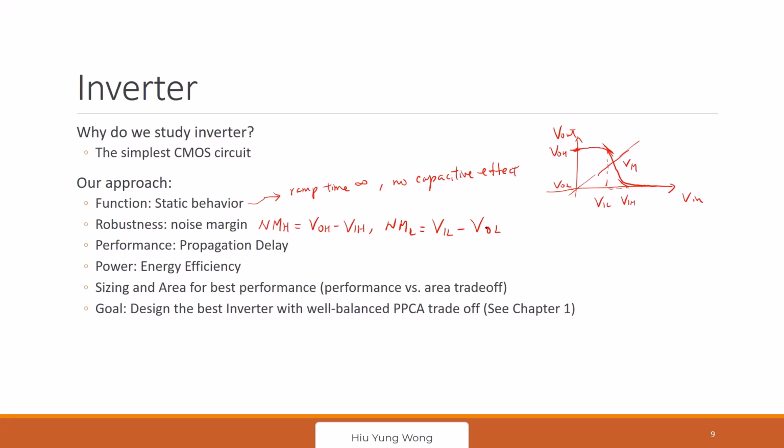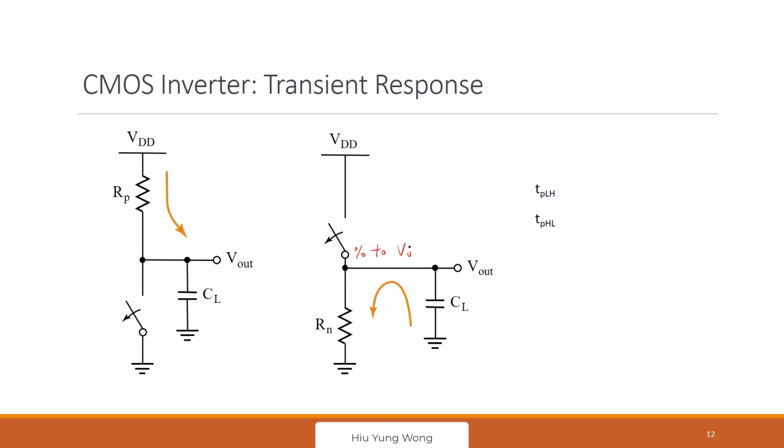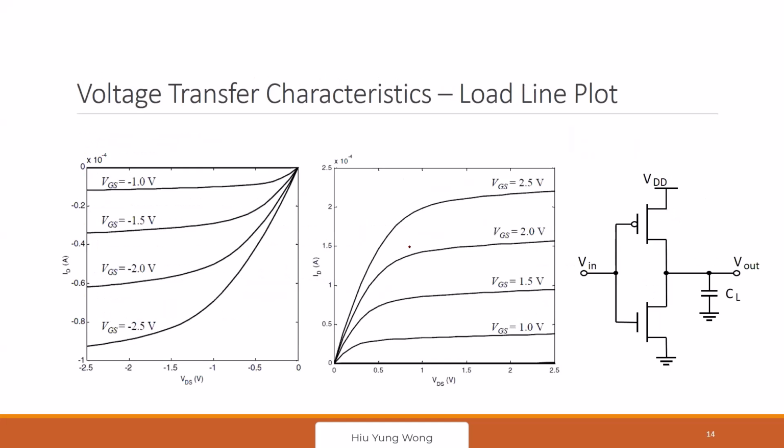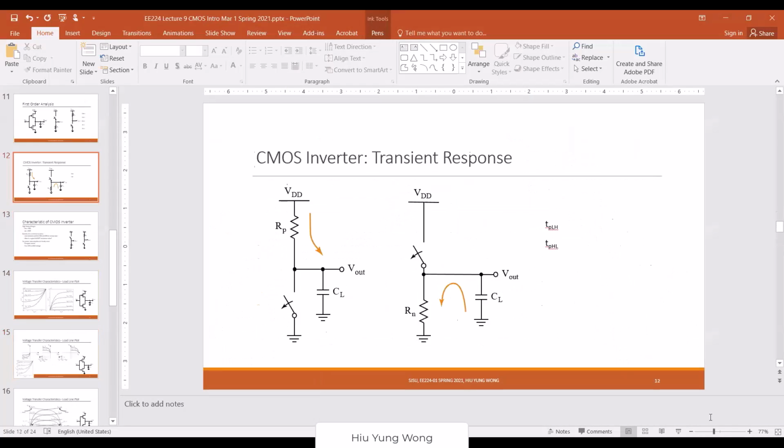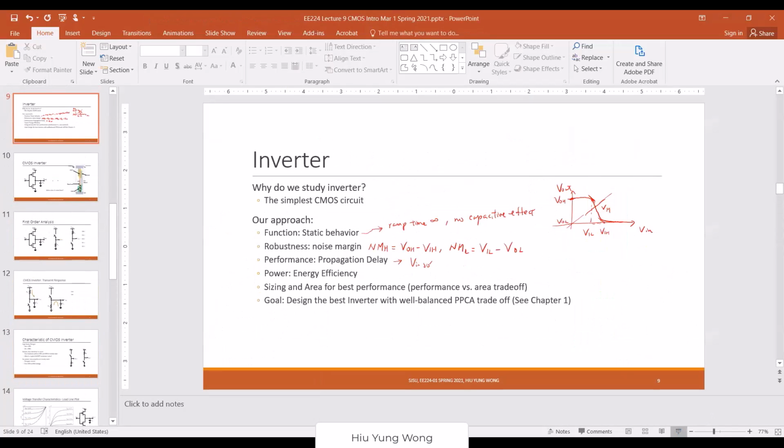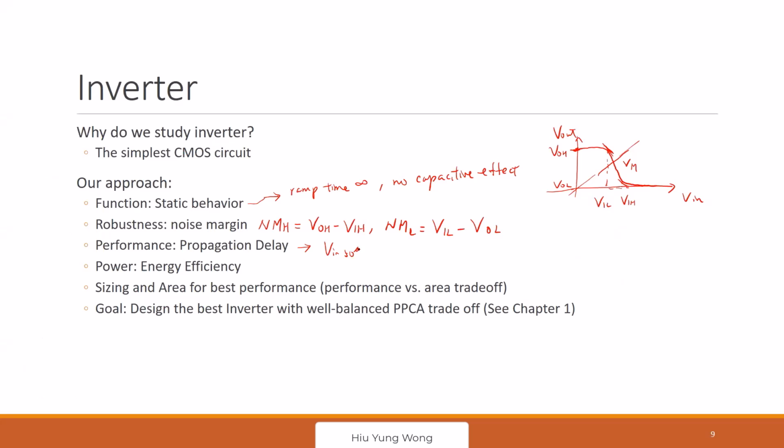Right, and then propagation delay. You should be very familiar with this already. I keep reminding you because sometimes we just forget the definition, and that's why we always talk about from Vin 50% to Vout 50%, right?